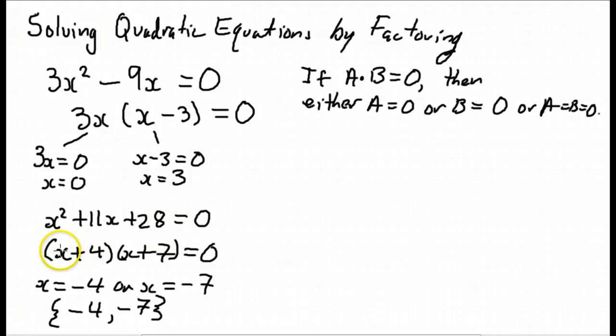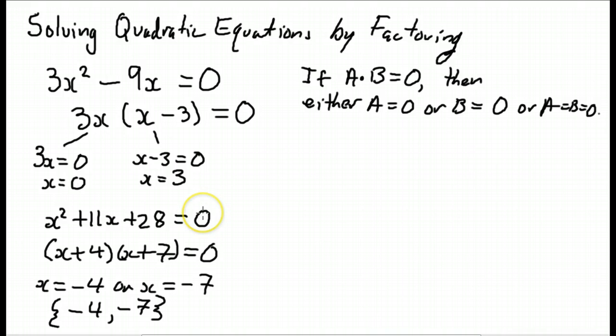And remember, anytime you factor, FOIL it out. X squared plus 7x plus 4x gives me the 11x plus 28. Factoring is now a tool that's going to be used to solve these problems, right? To solve quadratic equations by factoring. Okay, let's step it up a notch.